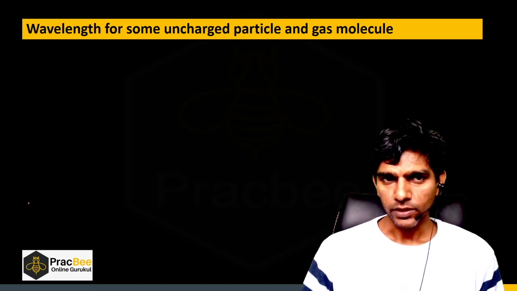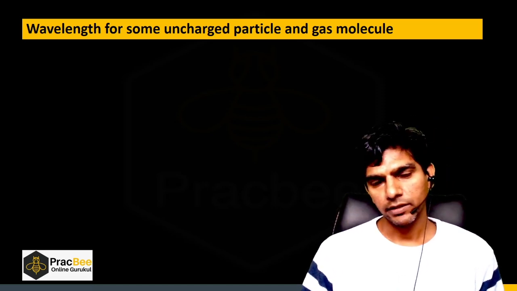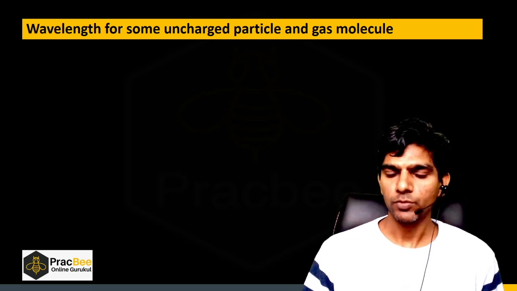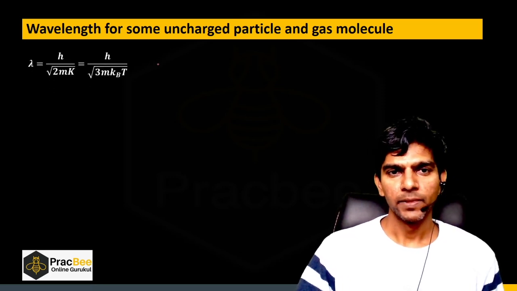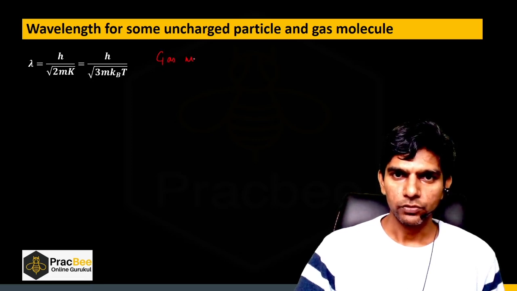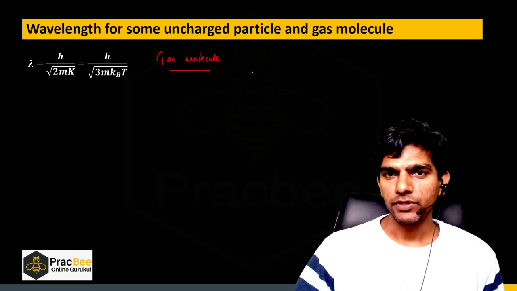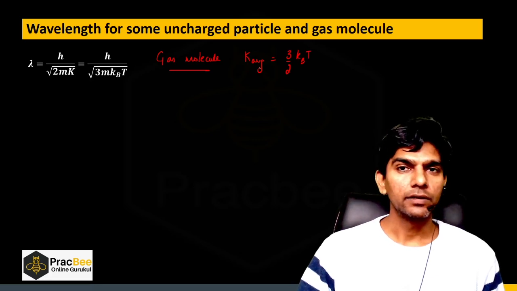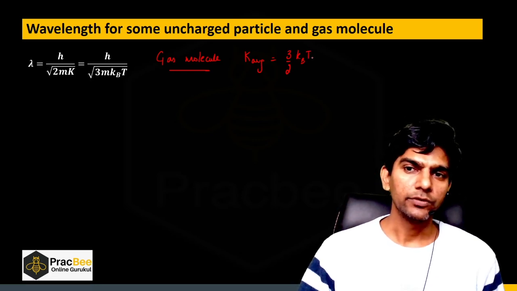Now, sometimes in the exam they will ask you the de Broglie wavelength of an uncharged particle or a gas molecule. Now let us see what we can do in that case. So in case of a gas molecule, we know that in kinetic theory of gases, we have seen the average kinetic energy is given as 3 by 2 kBT, right? So we can replace kinetic energy with 3 by 2 kBT.